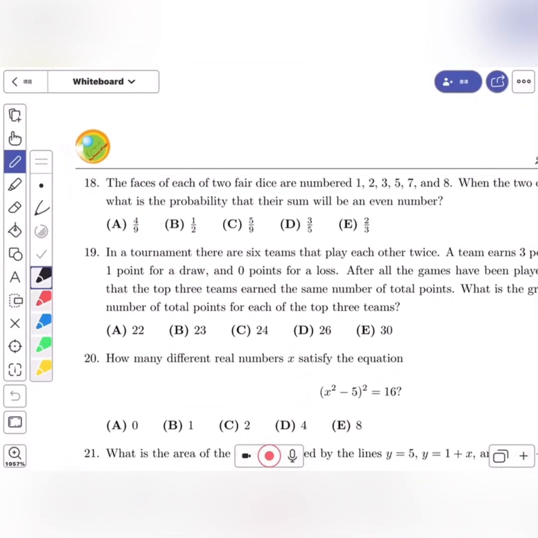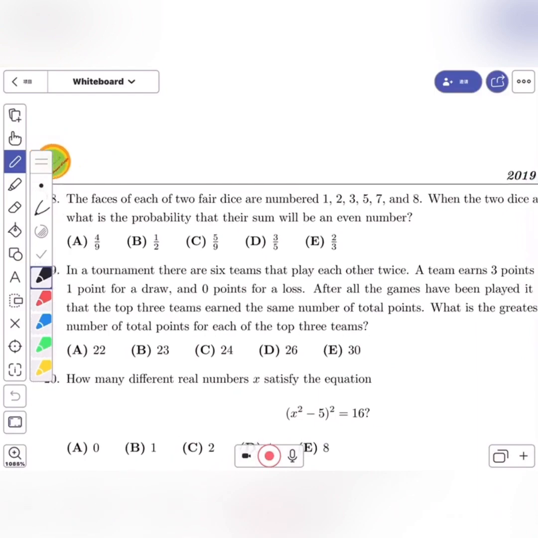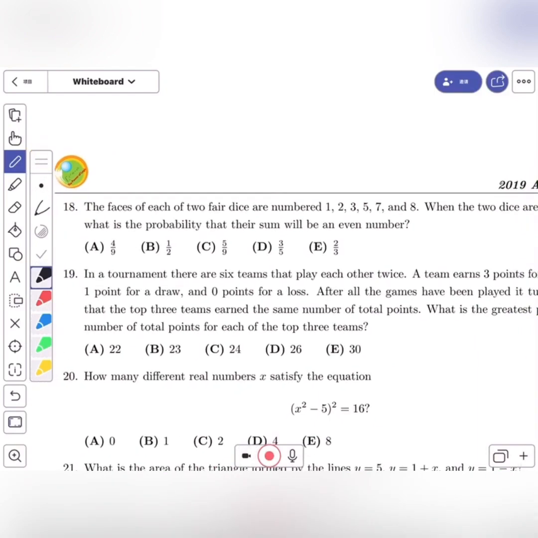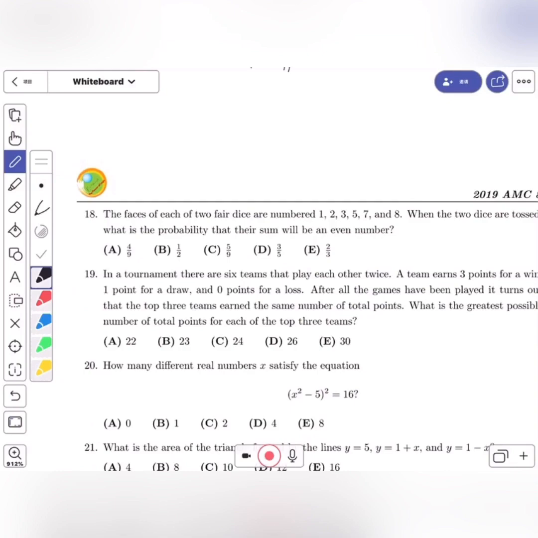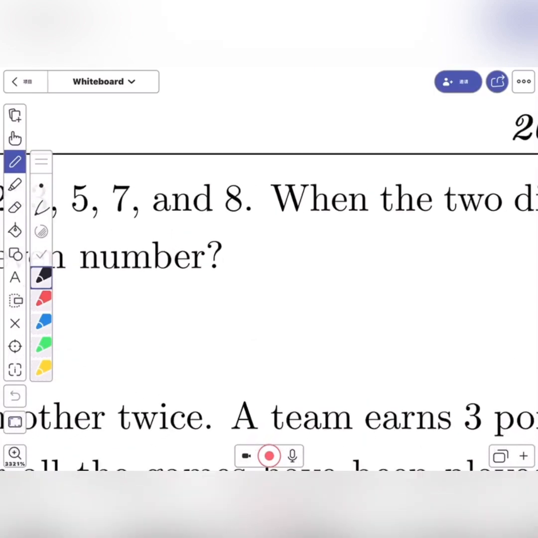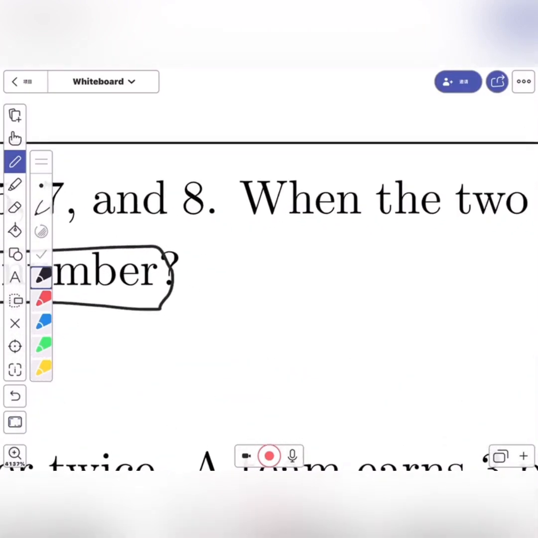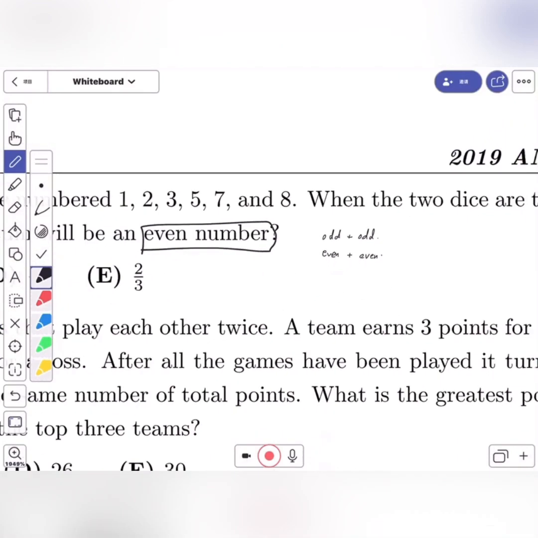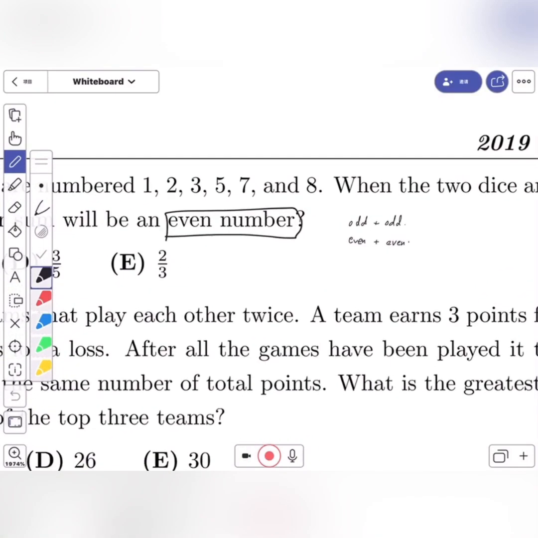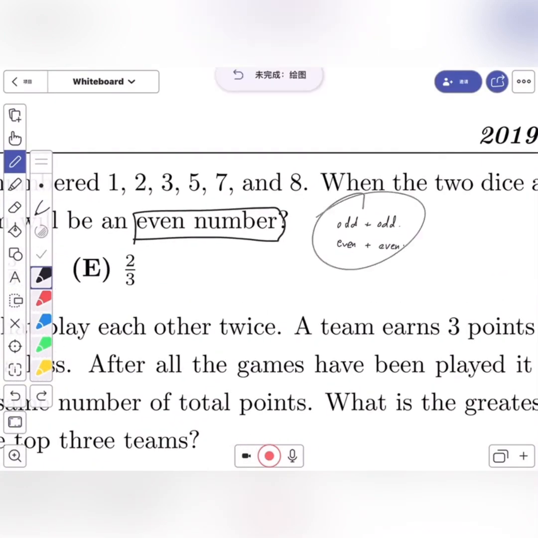So number 18. The faces of each of two fair dice are numbered 1, 2, 3, 5, 7, 8. When the two dice are tossed, what is the probability that their sum will be an even number? This one needs some parity analysis. What kind of numbers sum up to an even number? You can either have odd plus odd, or even plus even. These are the only two cases, and you can experiment with some numbers to see that.